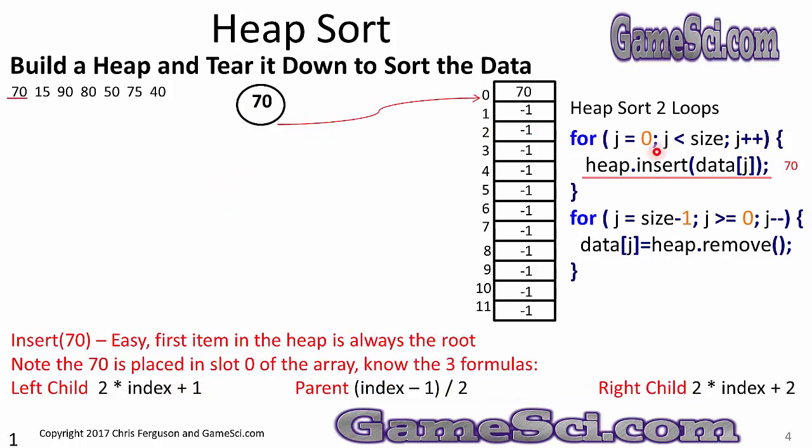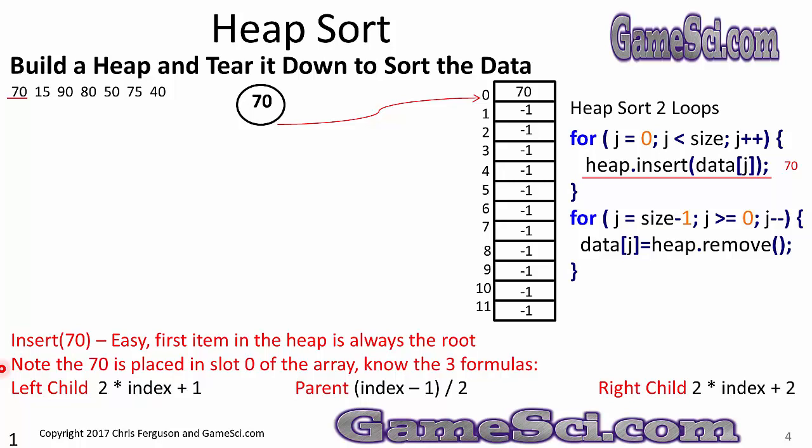Tracing the code, J will start at 0 and we will insert data sub J, which is the value 70. Insert 70, easy. The first item in the heap is always the root. Note the 70 is placed in slot 0 of the array.